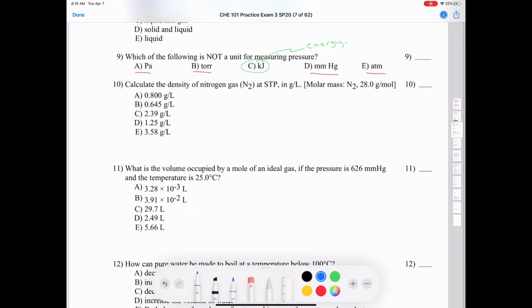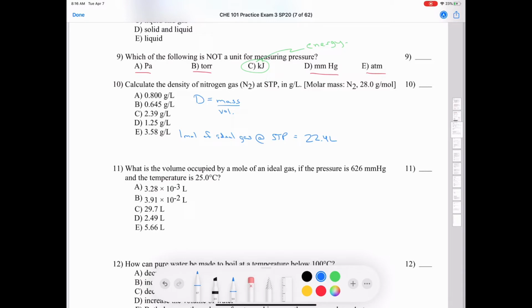Number 10 asks us to calculate the density of nitrogen gas at standard temperature and pressure in grams per liter. Well, we know the formula for density, which is density is equal to the mass over volume. But there's something interesting about standard temperature and pressure. You might remember that if I have 1 mole of an ideal gas at standard temperature and pressure, it has a volume of 22.4 liters. That's a volume that you have to have memorized.